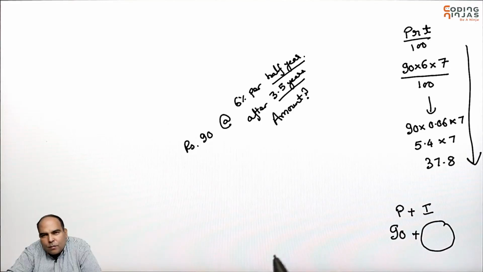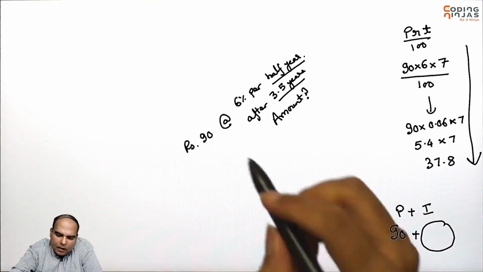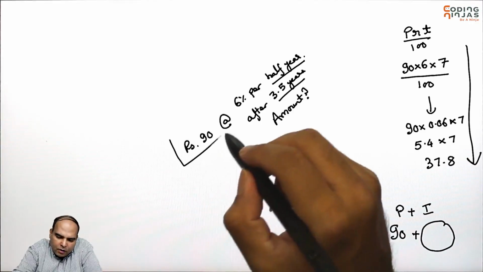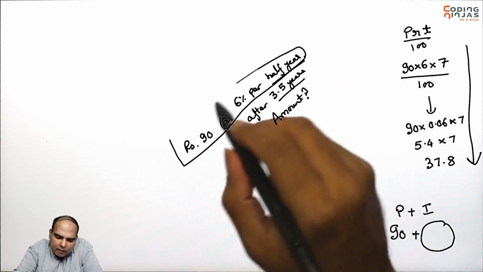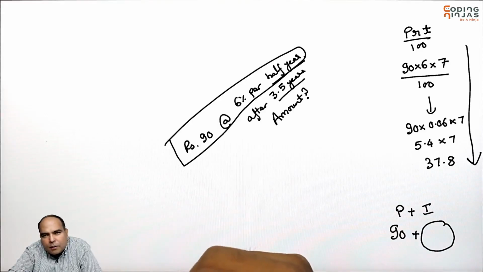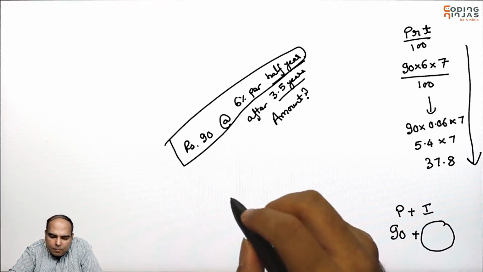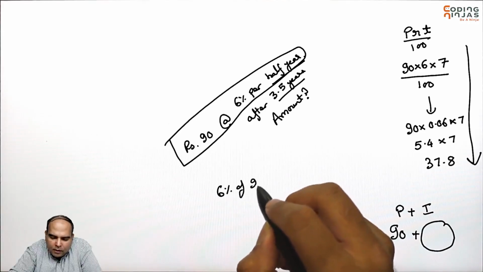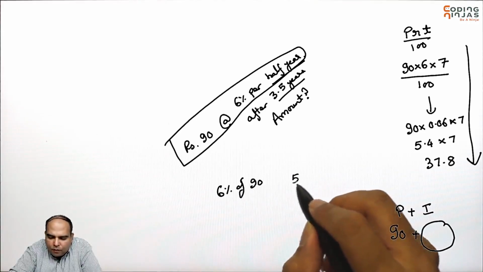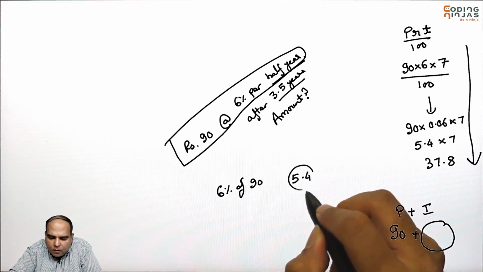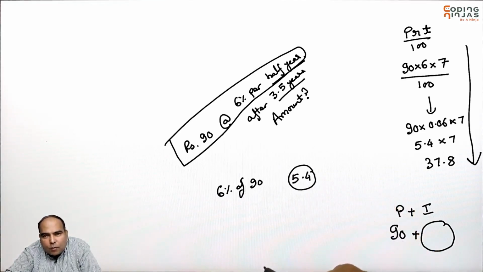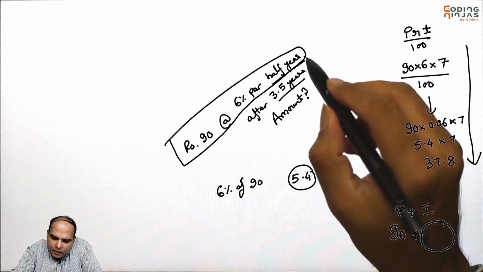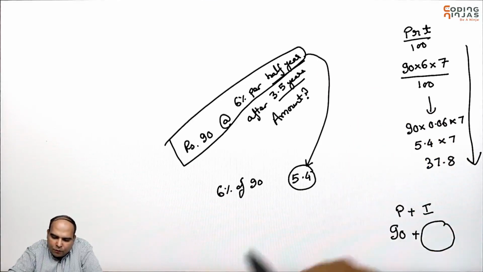Instead of that, if I use simple logic, my thinking can start from this point. Rupees 90 giving me 6 monthly interest at 6% per half year means 6% of 90. I need to calculate that. 6% of 90 is 5.4, because 1% of 90 is 0.9. 6% of 90 is 5.4. You're already reacting to this with this 5.4.